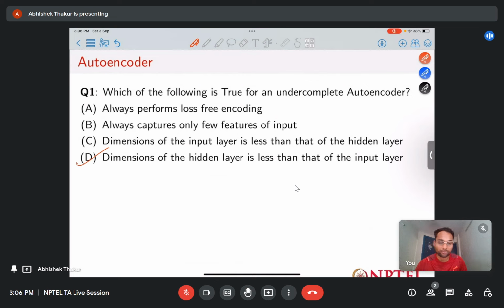If you have any doubt, you can ask in the comment section of the YouTube video also. So in the first question, the dimension of the hidden layer is less than that of the input layer is the correct answer for which of the following is true for an undercomplete autoencoder.